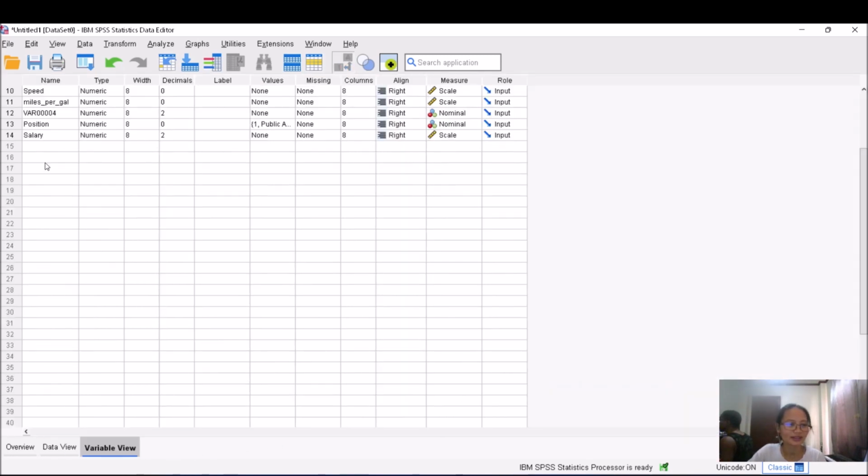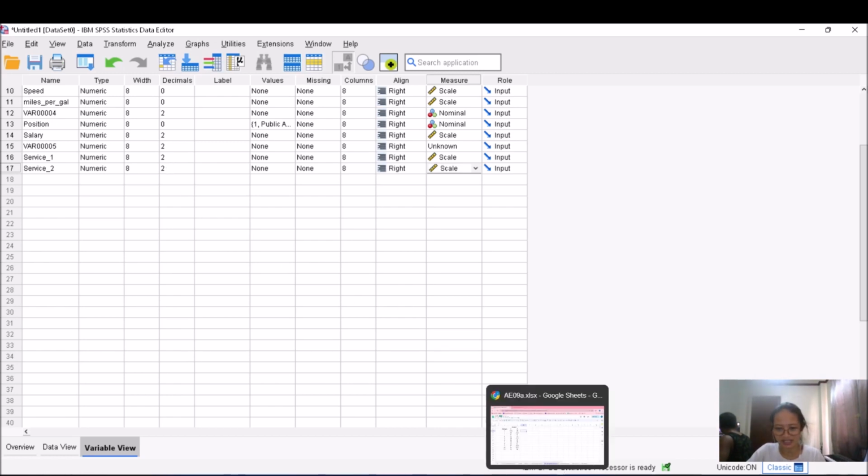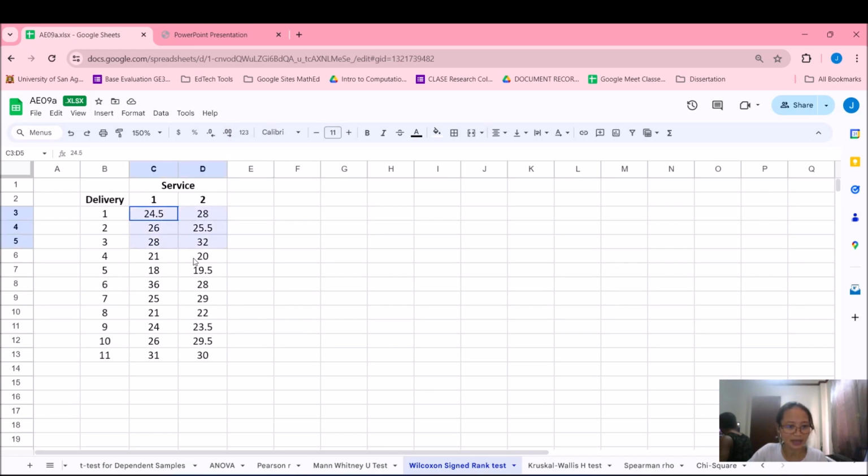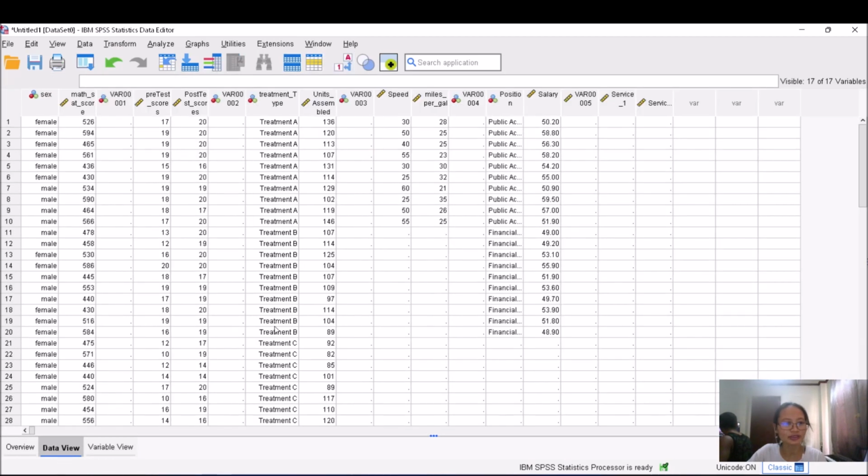And then you have here service 1 and service 2. And both data are in scale or continuous. And let's have decimal values here because the data have decimal values as well. Then you just copy this one. You go to your data view and then you paste your answers here. Or that is the data here.